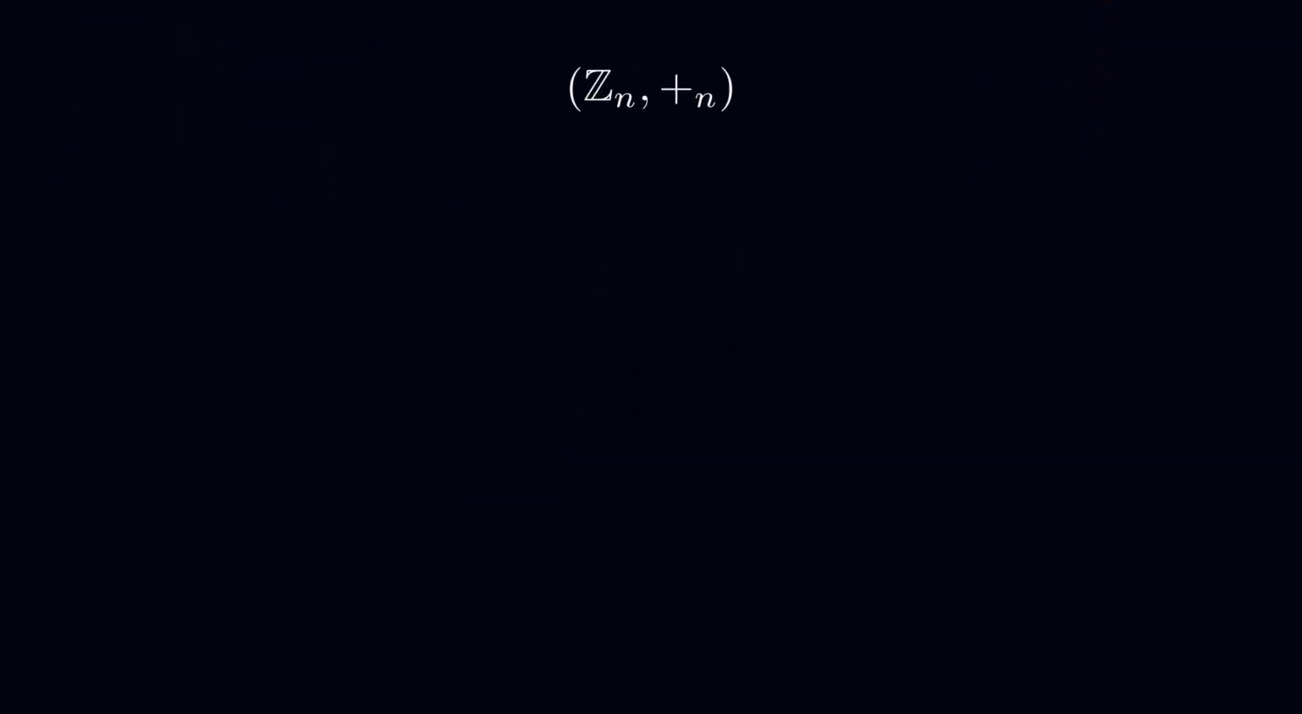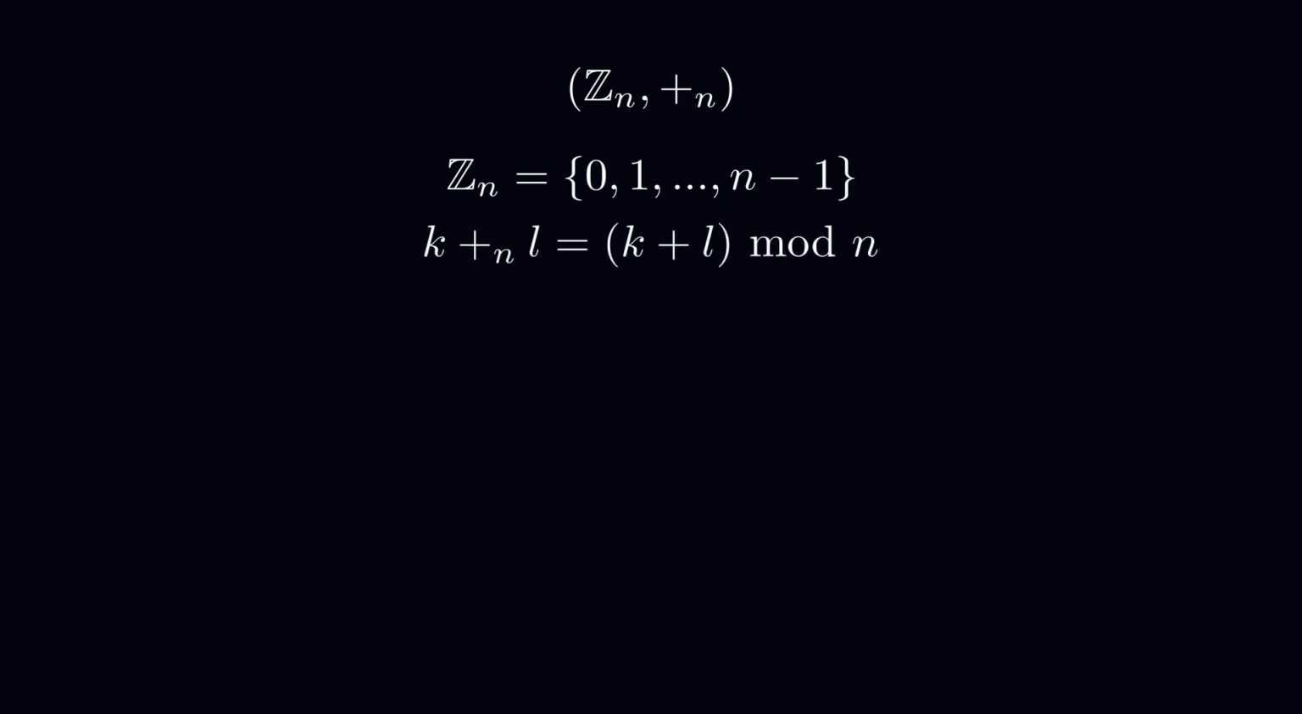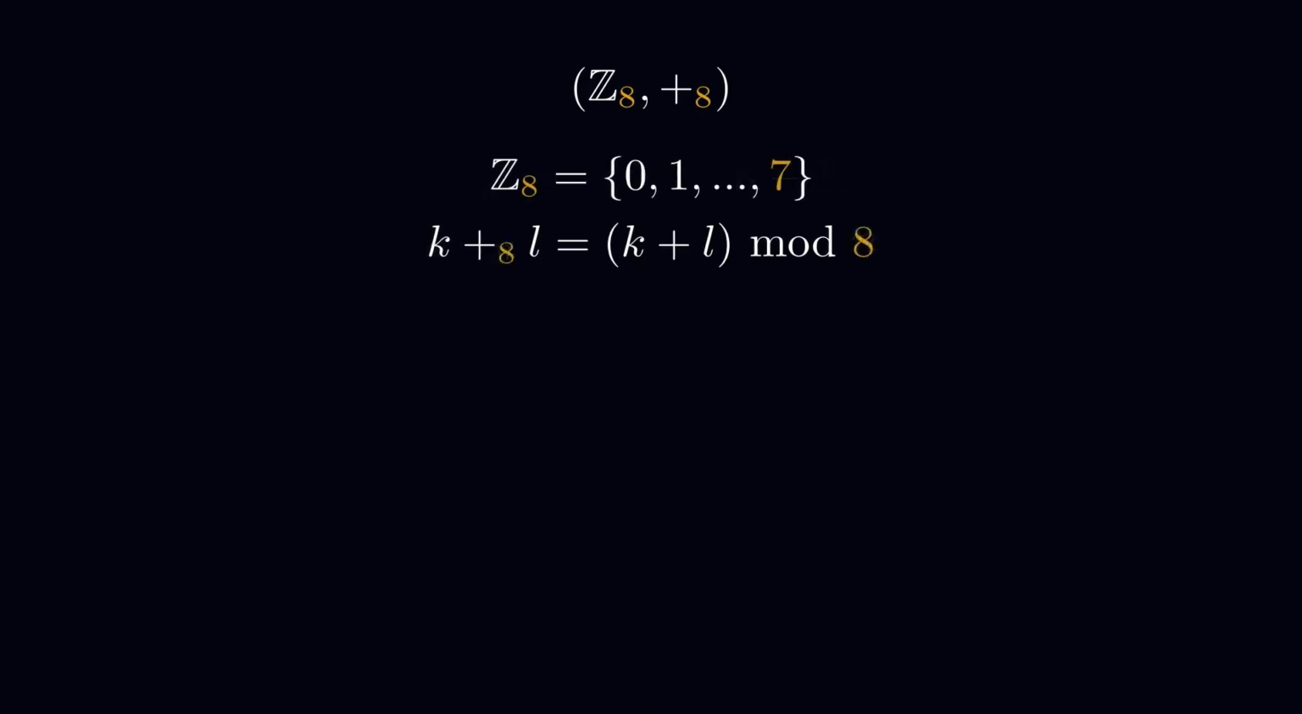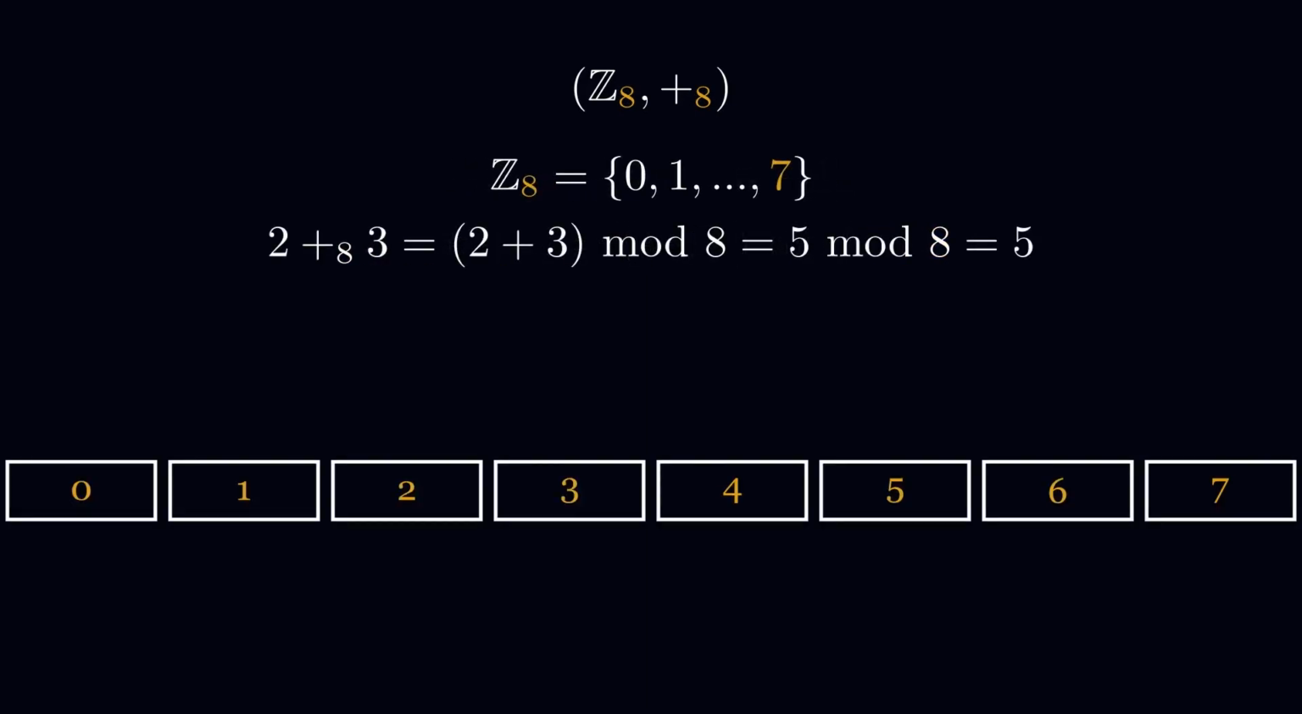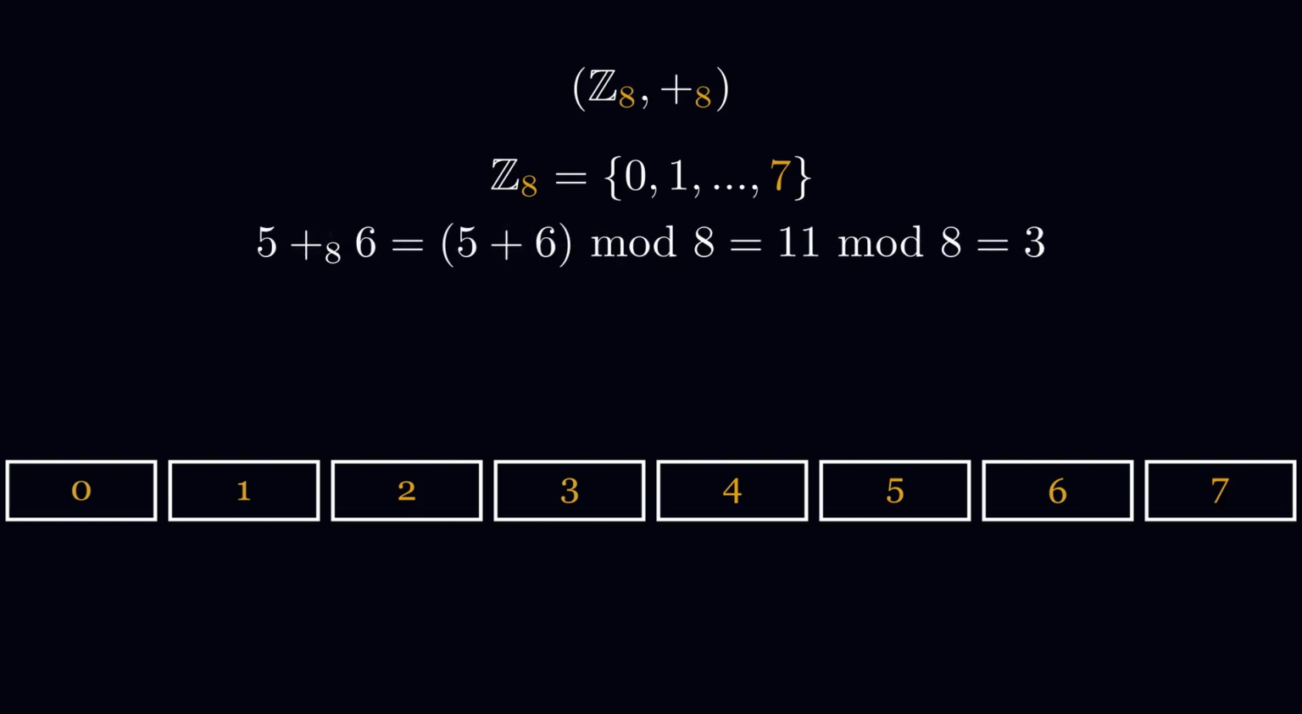There's an interesting group, Zn, the set with addition modulo n. Zn is the set of integers from 0 to n minus 1. When we add two numbers modulo n, it means first we add them and then take the remainder of division by n. Let's look at an example, Z8. We add 2 and 3 modulo 8: 2 plus 3 modulo 8 equals 5 modulo 8 equals 5. Now 5 plus 6 modulo 8: 5 plus 6 modulo 8 equals 11 modulo 8 equals 3. And so 3 is the answer.